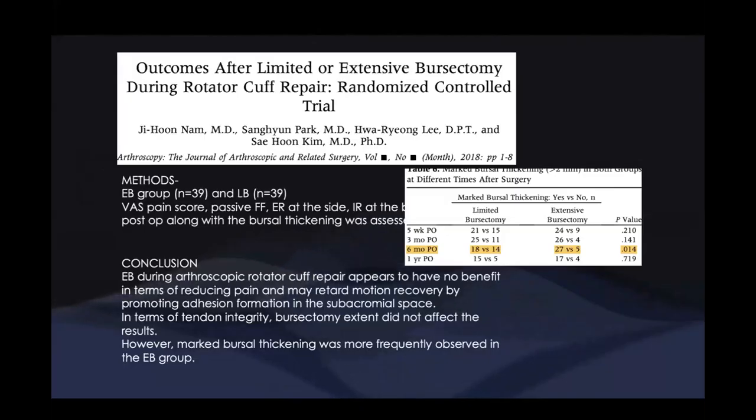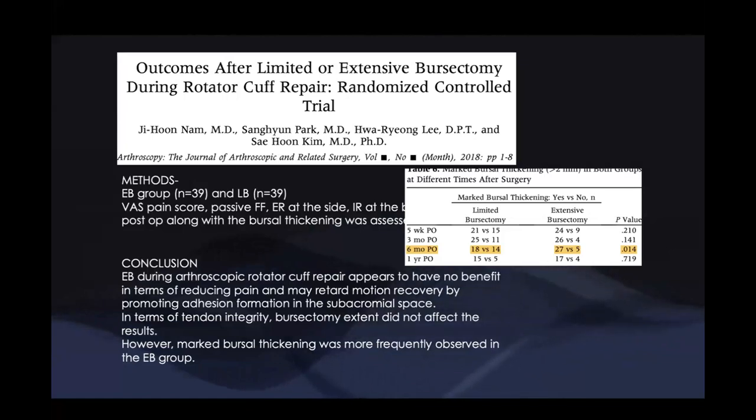The other thing is extensive or non-extensive bursectomy that has to be done. So this study was conducted by Ji Hoo Nam, where he studied the outcomes of limited extent bursectomy and extensive bursectomy. And he stated that extensive bursectomy had no major role, or it in fact promoted thicker synovial healing rather than limited bursectomy.